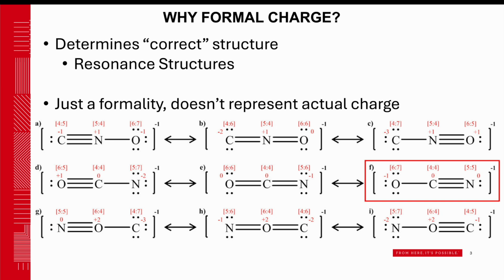So out of all of these resonant structures, E and F have the most minimized formal charges. You can see that they have 2 zeros, while the other ones may only have 1 zero or no zero. So those are the two final possibilities. So why is F correct? It's because oxygen is more electronegative than nitrogen, so the remaining -1 formal charge should be placed on the oxygen, while E places it on the nitrogen.